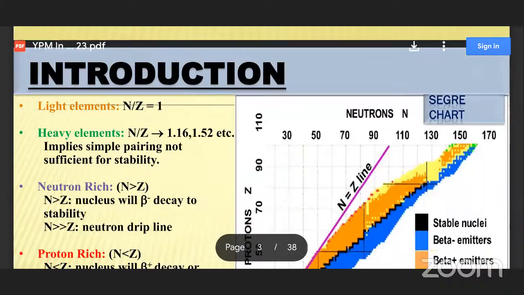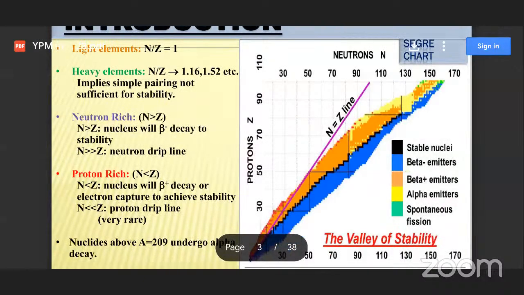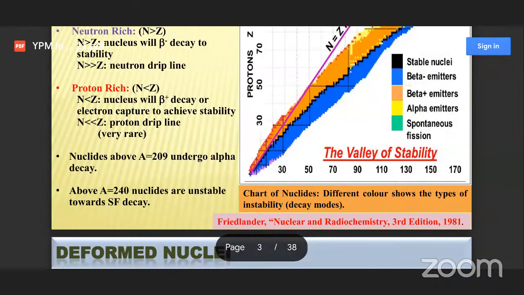In the introduction, I would like to give some brief idea about the lighter elements in which the ratio of N by Z is 1. For the heavier elements, this ratio increases, so that we have unstable nuclei. In the graph, the stable value is shown by the black line and the purple line, which shows the N by Z ratio equal to 1. There are regions which are beta plus emitters, beta minus emitters, alpha emitters, and spontaneous fission in the higher mass regions. Alpha decay takes place in mass greater than 209, and spontaneous fission takes place in the mass region 240.